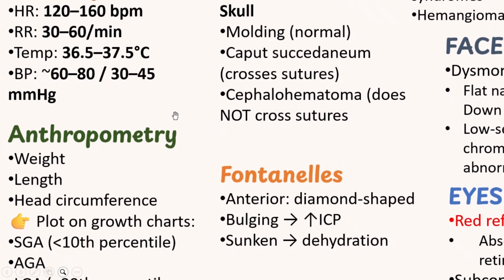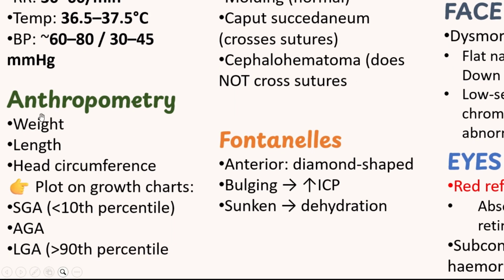You want to go ahead and do anthropometry, and always when a baby is born, one of the first things we do is weigh them. So when we are weighing them, we are looking at the weight, the length, and the head circumference, and then we plot them on their growth charts. So you find that we have small for gestation age.